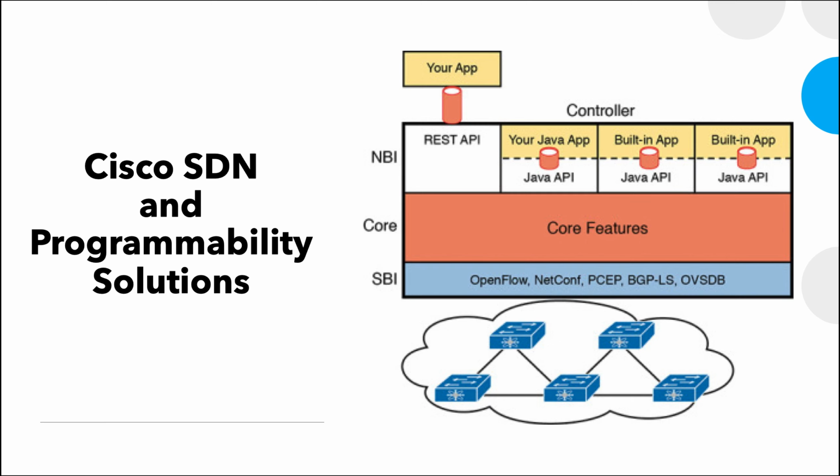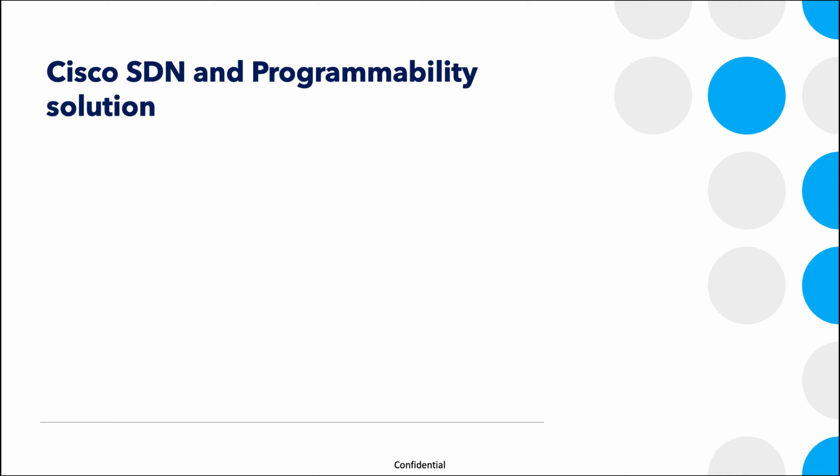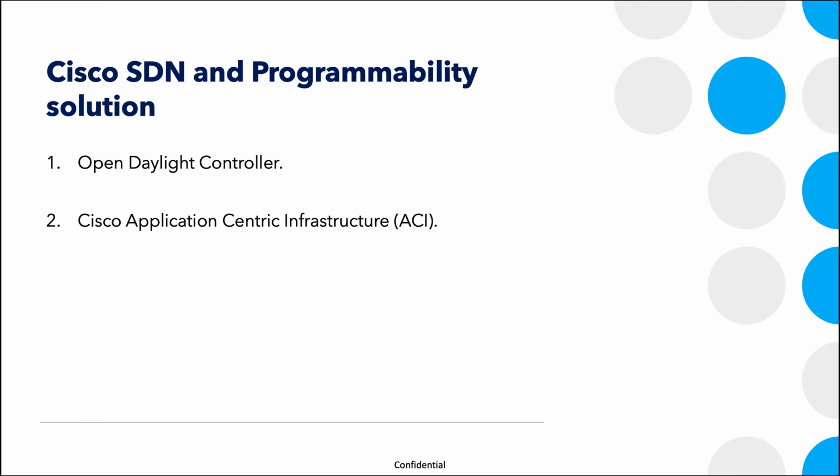Hello everyone. In this session of CCNA series, I will discuss Cisco SDN and Programmability solutions. Cisco offers different types of SDN and network programmability solutions. Three solutions mentioned in the CCNA curriculum are Open Daylight Controller, Cisco Application Centric Infrastructure or ACI, and the third one, Cisco APIC Enterprise Module or APIC-EM. Let's go ahead and go through each of these solutions in brief.